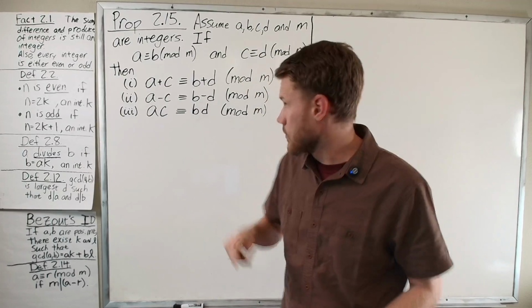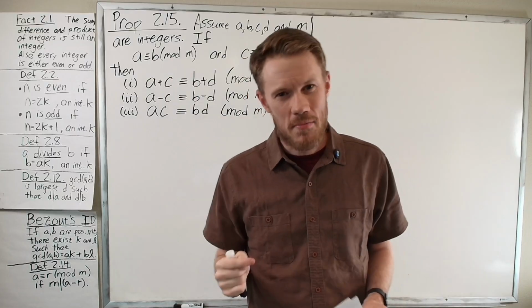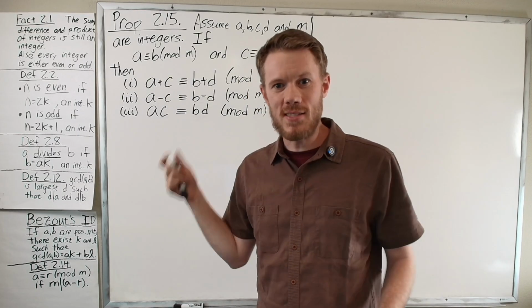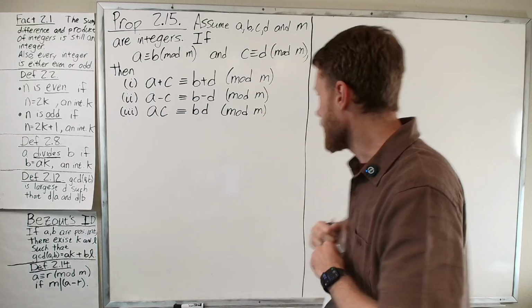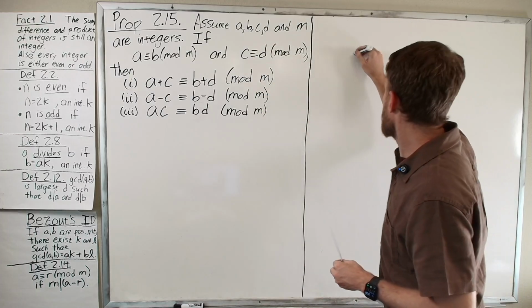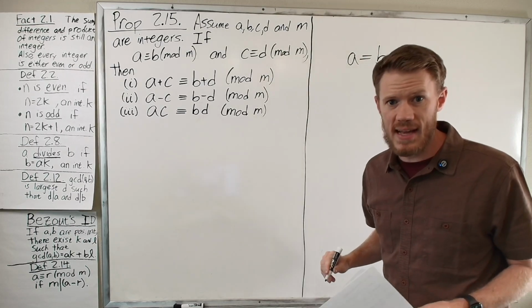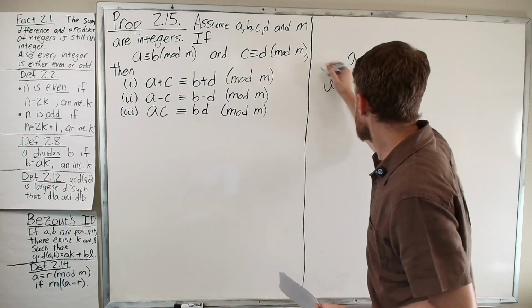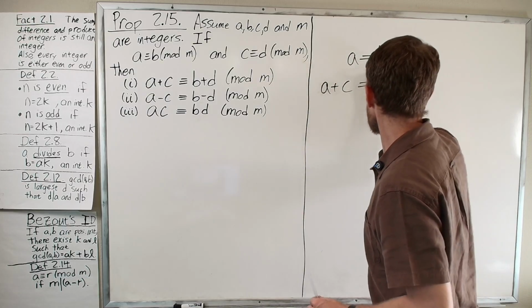One reason it's a good symbol is because it looks like an equal sign. And why is that important? It's important because in many ways, it behaves like an equal sign. If you had an equal sign and you had A equals B and you wanted to add C to both sides, you would just do it, right? A plus C equals B plus C.